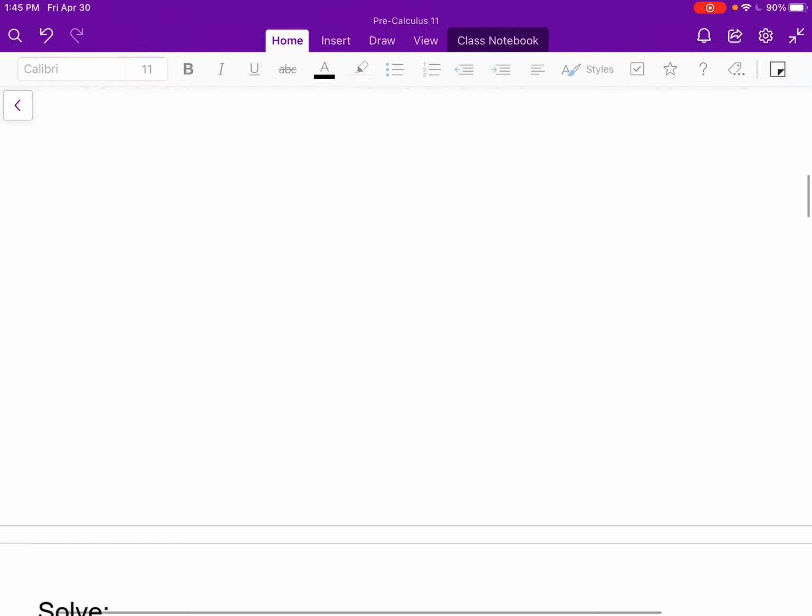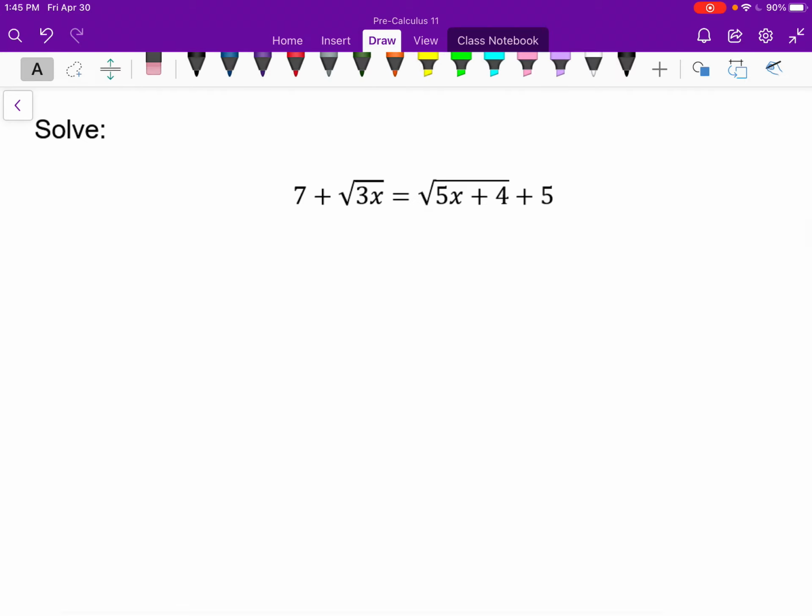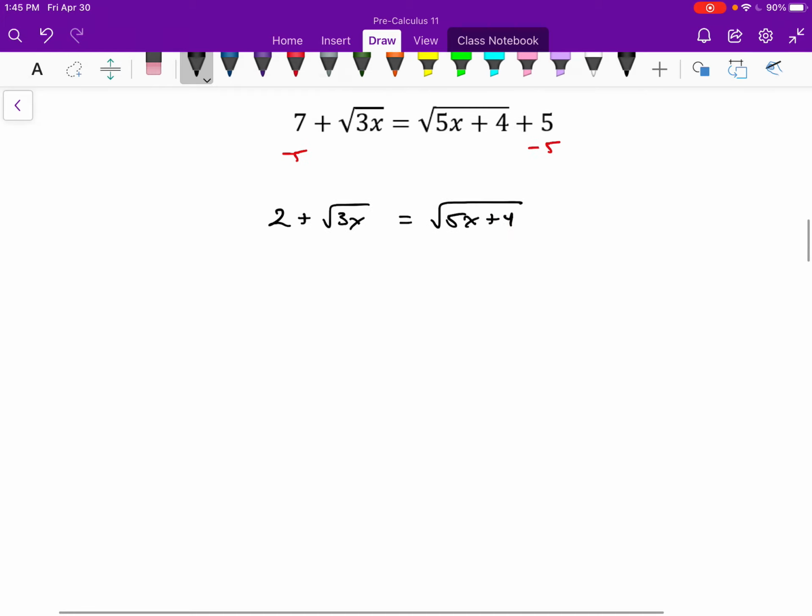You could square both sides right away, but you'll make it needlessly messy on yourself because I don't really need to have a 5 and a 7 over here. I can get rid of one of them quite nicely. I always generally recommend, if we have terms on both sides, getting rid of the smaller one, so I'll subtract 5 from both sides. So then I have 2 plus the square root of 3x equals the square root of 5x plus 4. A little bit simpler than before.